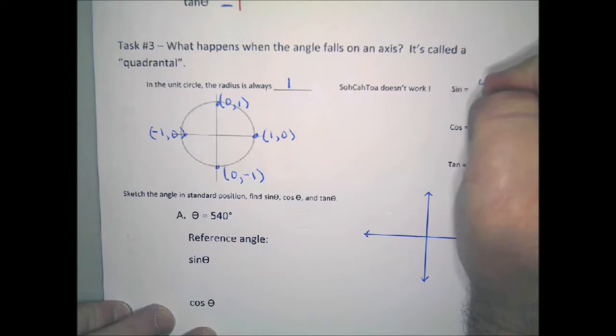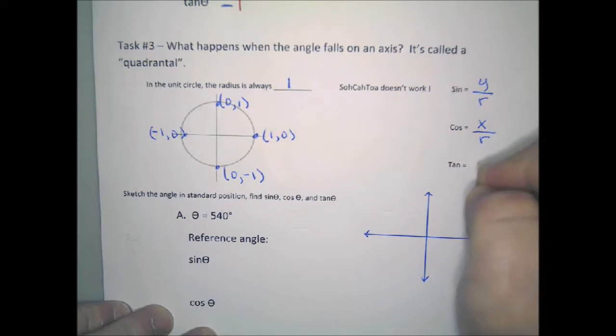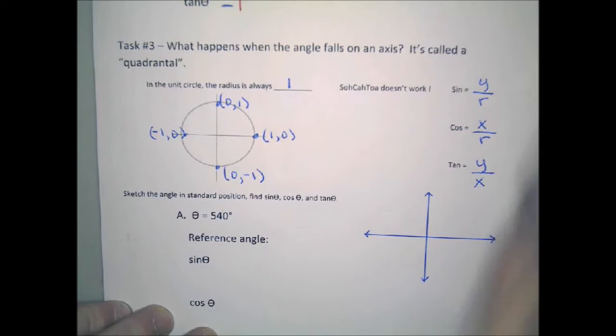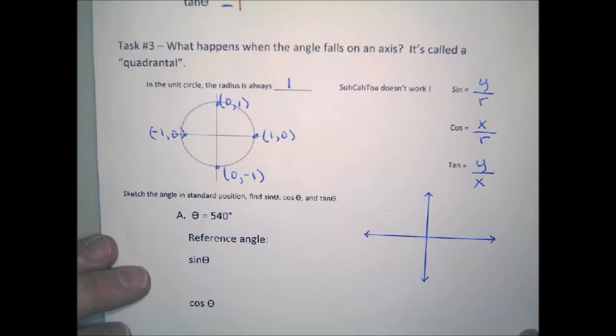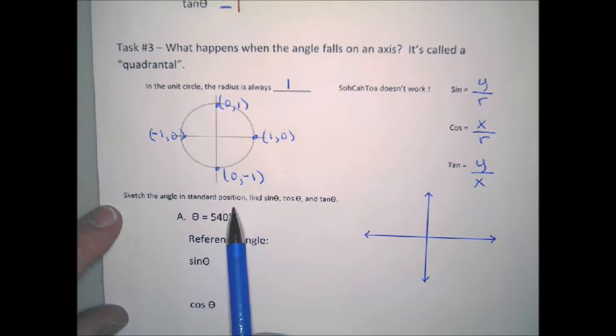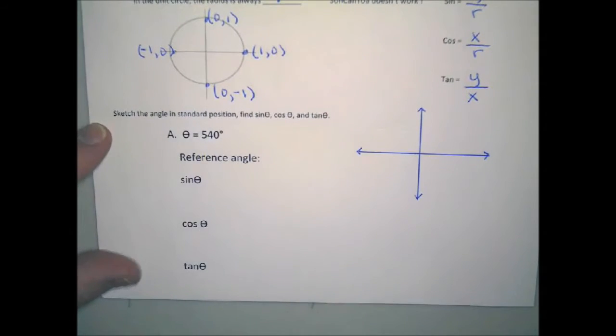The fact that the sine is y over r, the cosine is x over r, and the tangent is y over x. And remember, in the unit circle, the radius is always 1. So sketch the angle in standard position. Find the sine, the cosine, and the tangent of the theta.